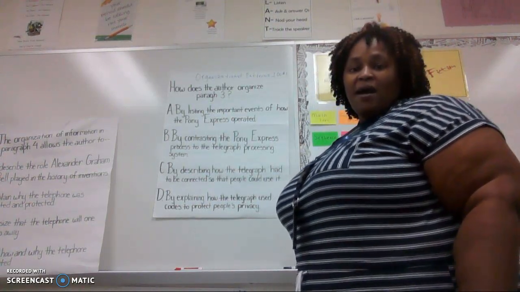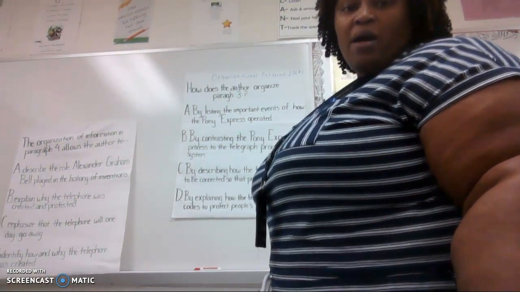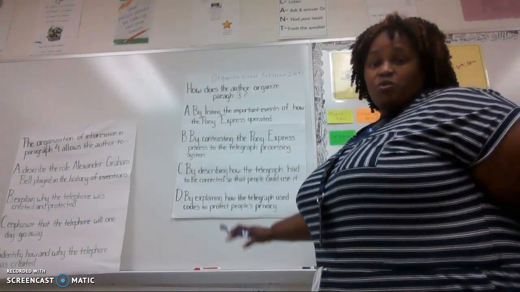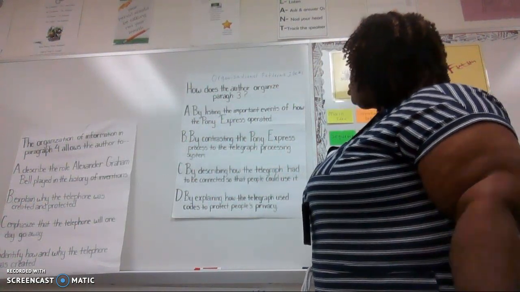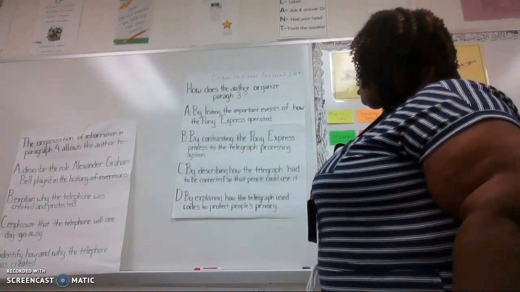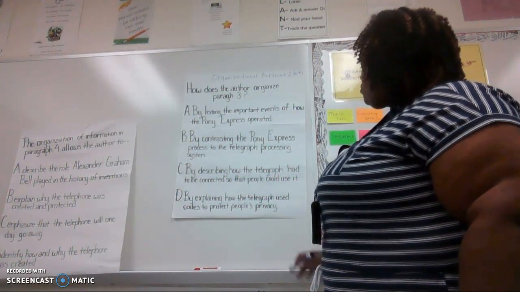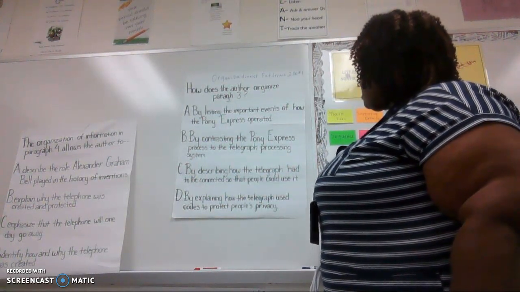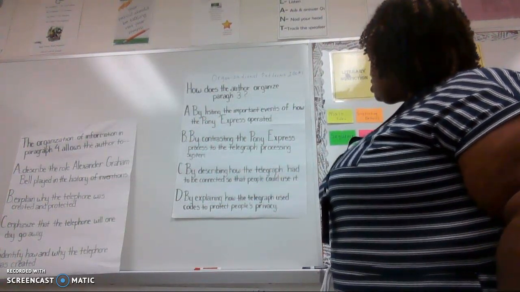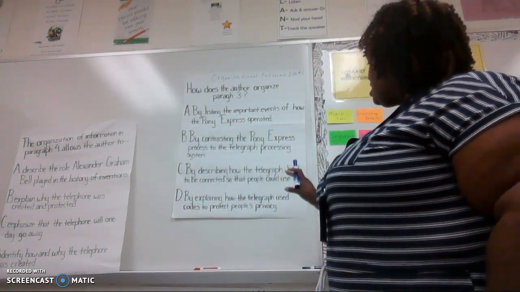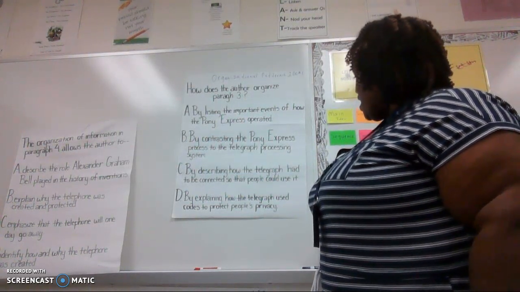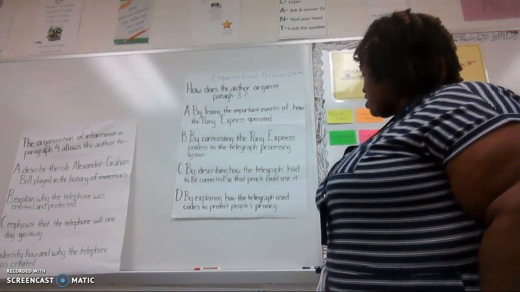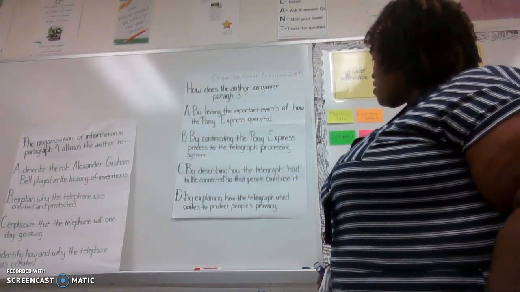Pencils down for me. I am going to model how I want you to do the organizational patterns. Guys, remember we read all the answer choices, the question and everything. How does the author organize paragraph 3? By listing important events of how the Pony Express operated, by contrasting the Pony Express process to the telegraph processing system, by describing how the telegraph had to be connected so that people could use it, by explaining how the telegraph used codes to protect people's privacy.